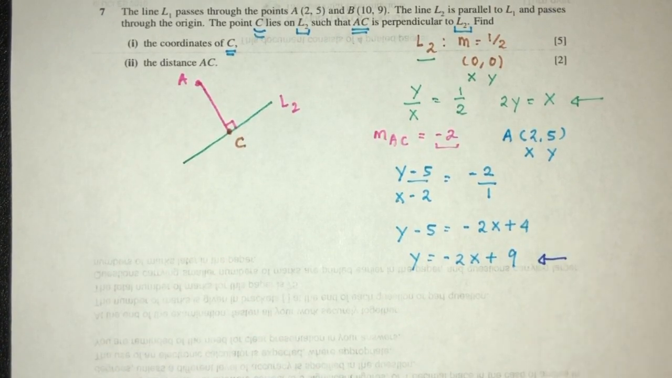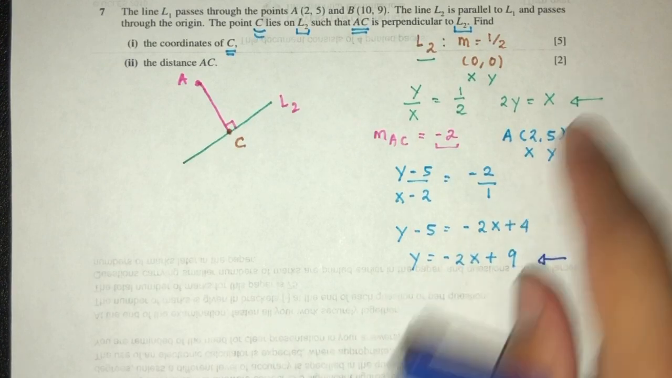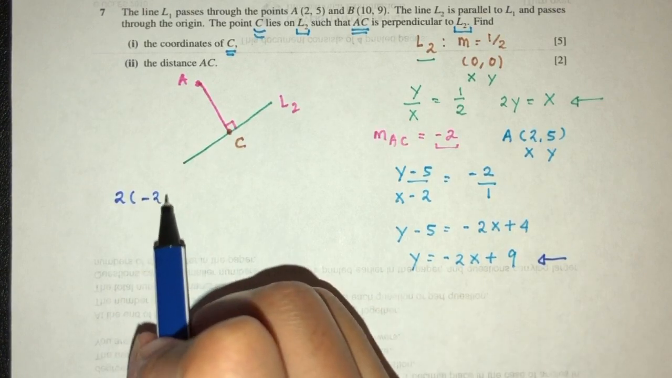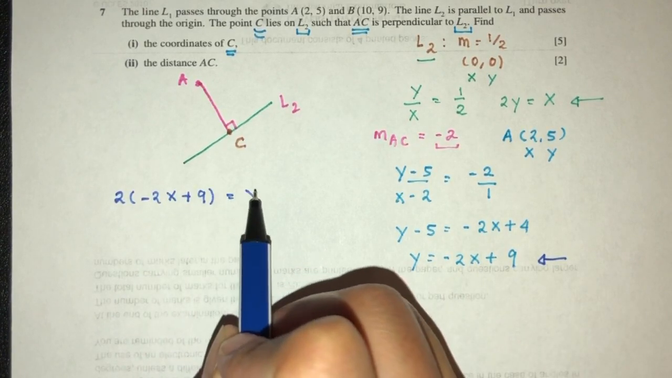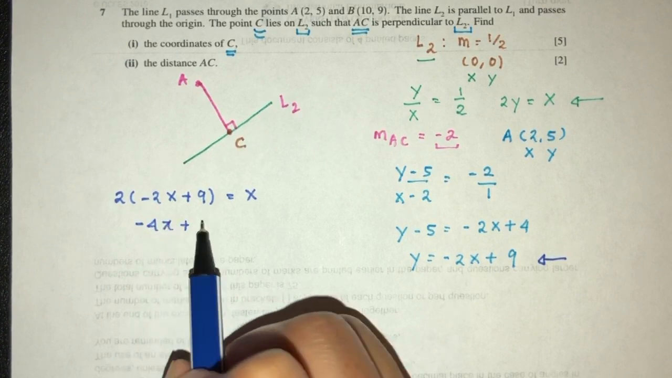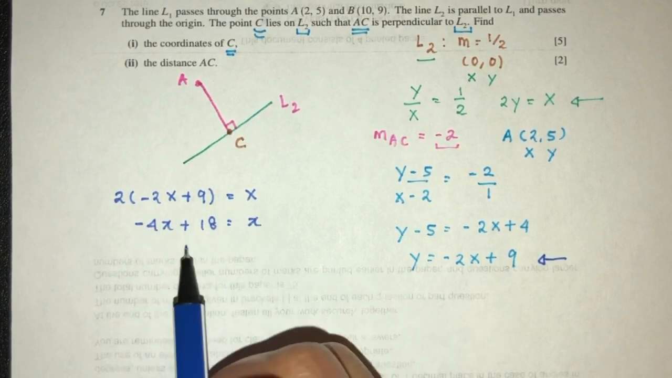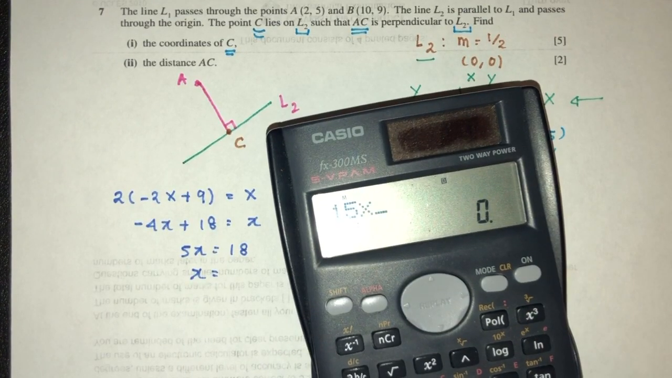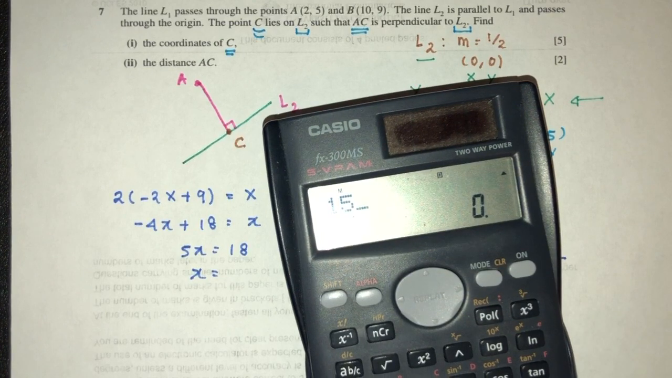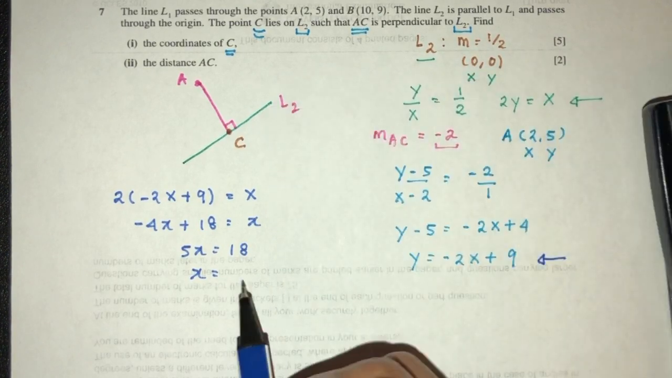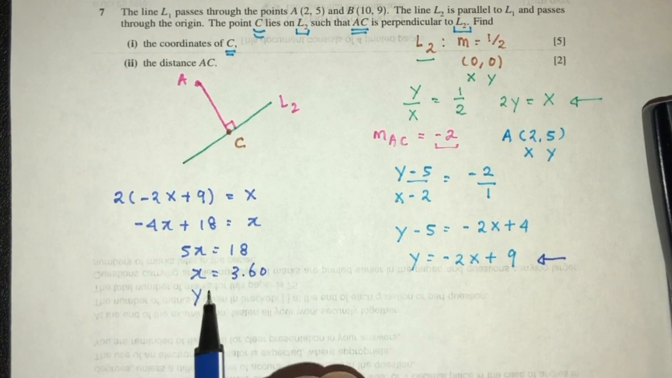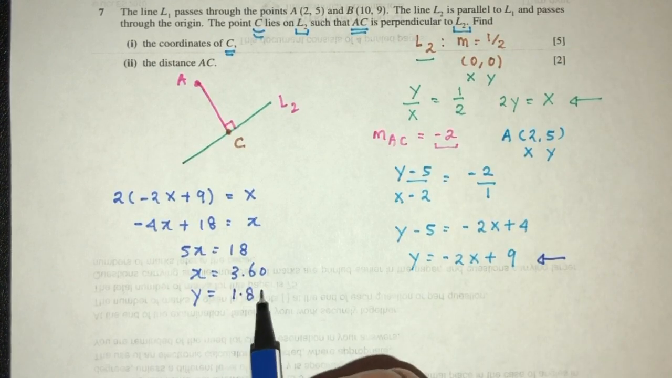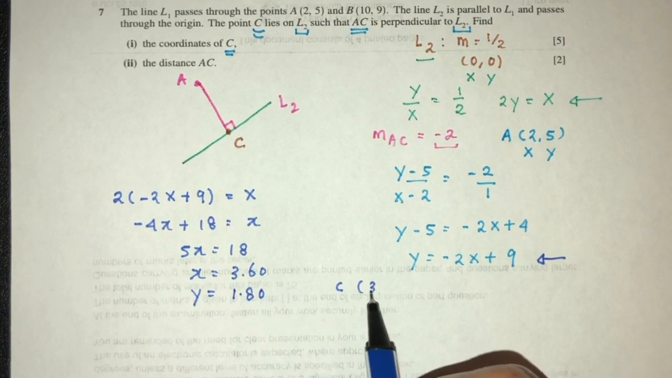Now to find the point C, again, it is the point of intersection. So we have to solve simultaneously. So here we have 2 times y. Y is also minus 2x plus 9 is equal to x. Simplify, that should be minus 4x plus 18, that will be x. Send this over here, that should be 5x, that will be 18. X will be 18 divided by 5, that should be 3.6. Which means y will be, replaced back in your equation, divided by 2, 1.8. So the point C will be (3.6, 1.8).